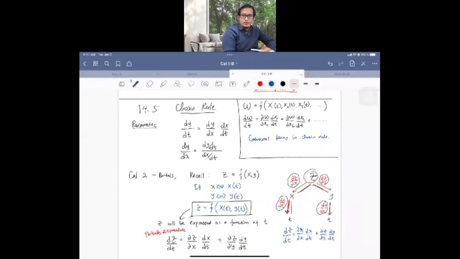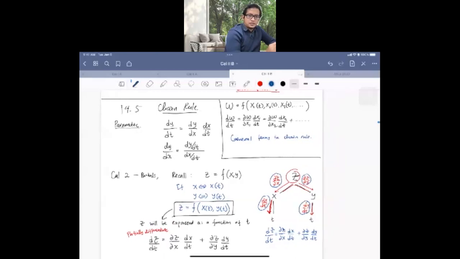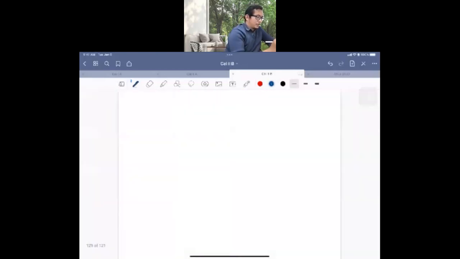But I think I will move to the next page. So if you want to take notes, you can take a little while. Okay, I will move to the next page.